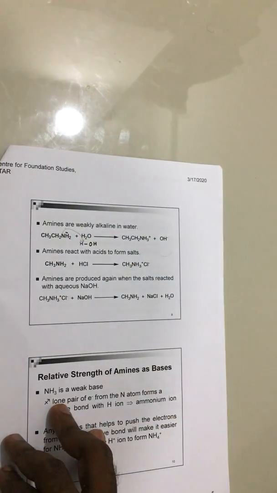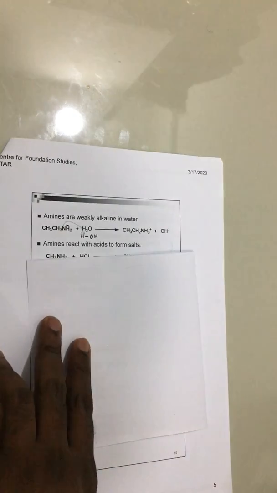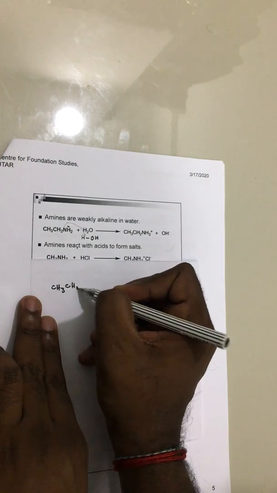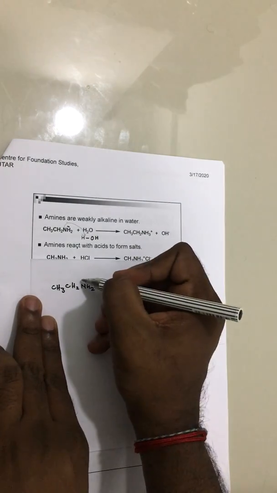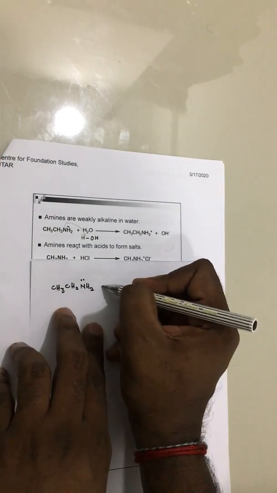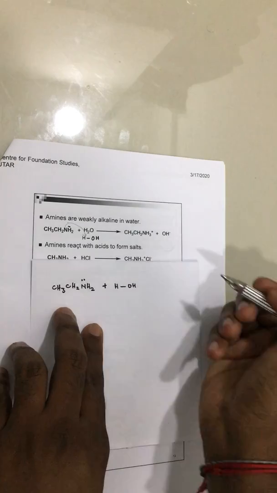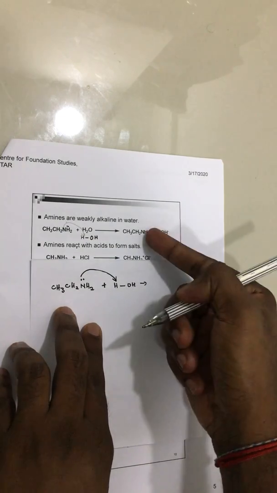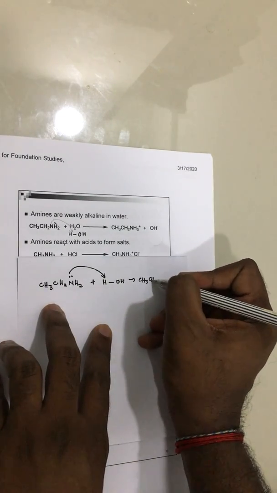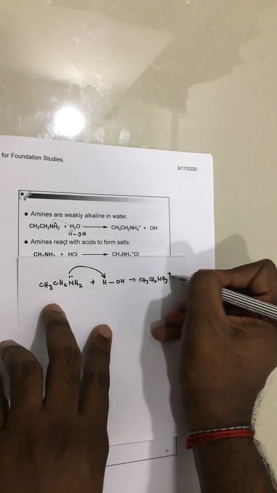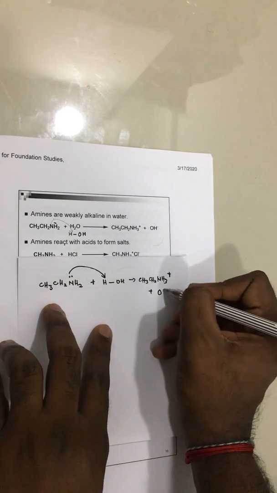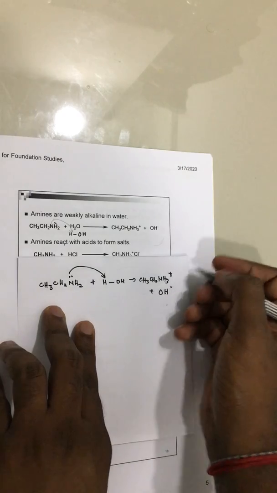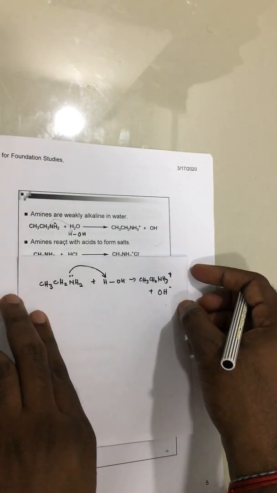Maybe I'll draw it here, it's much clearer. Let's say you have CH3CH2NH2, with a lone pair there, and then you have HOH, the water molecule. The nitrogen abstracts the hydrogen to form the product, CH3CH2NH3+, and is left with OH minus.